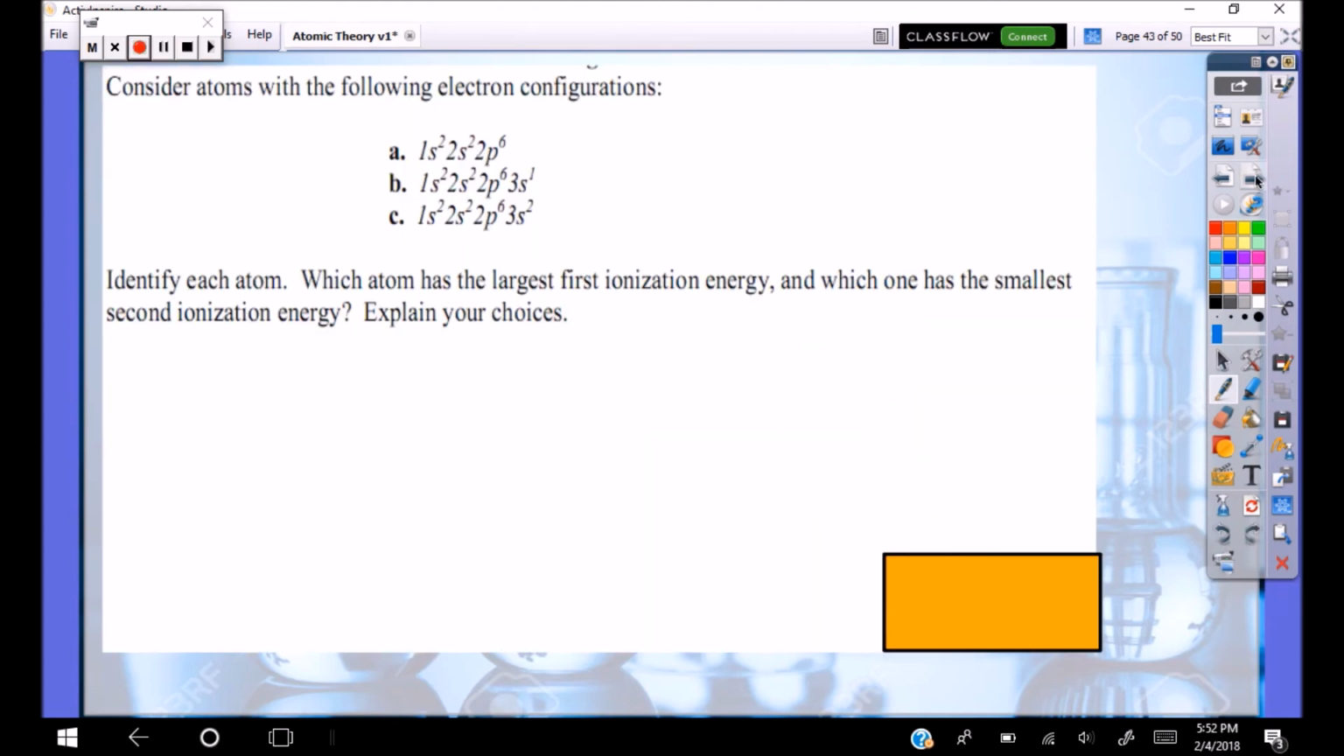All right, so we want to identify which atom has the largest first ionization energy, and which one has the smallest second ionization energy. So we're going to look at the first one. We've got neon, sodium, and magnesium. So they go in order, which is nice. Just looking at full subshells, I think it's helpful to look at the boxes here, and I know this is a full p orbital here.